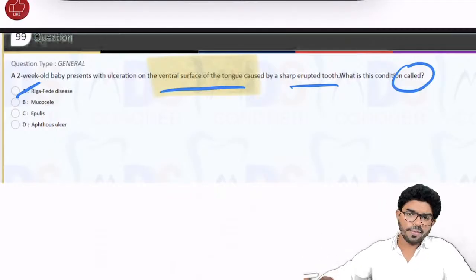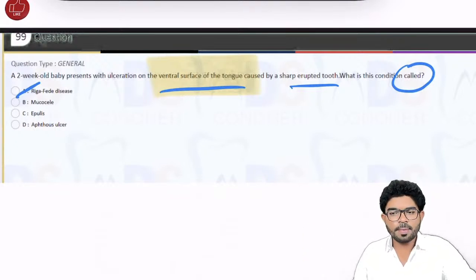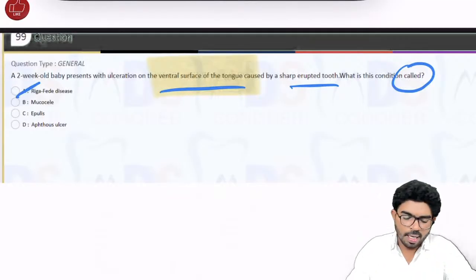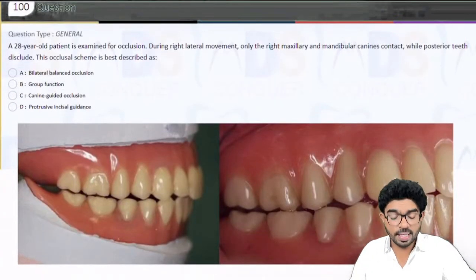Initially, whenever the baby is sucking, an ulceration formed on the nipple of the mother. So long back, Riga-Fede was basically called an ulceration on the nipple of the mother. Over a period of time, it is more commonly seen on the ventral surface of the tongue of the baby. So Riga-Fede is a feeding abnormality associated with premature eruption of teeth like natal and neonatal teeth, leading to this particular ulceration called Riga-Fede disease. Application-based question related to eruption sequence. The answer is A.